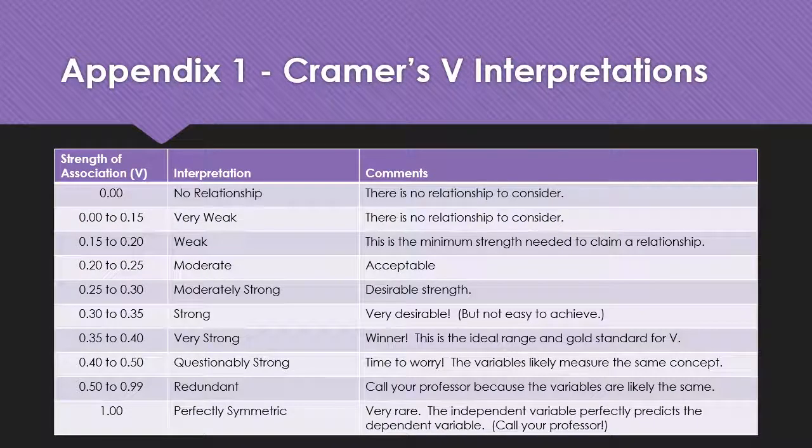I've inserted as an appendix the Cramer's V interpretations, which you can see here. In this case, we had one instance of being very weak in that there is no relationship to consider, and in the third test we saw a perfectly symmetric, which, you can see in the table, says very rare, call your professor. I don't intend to do that, but anyway.